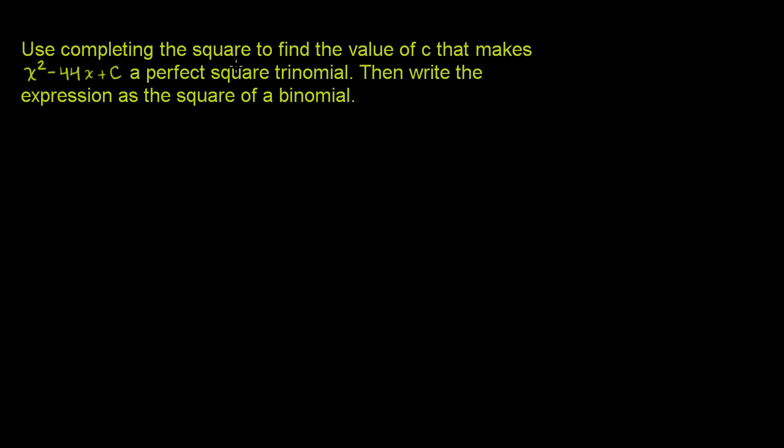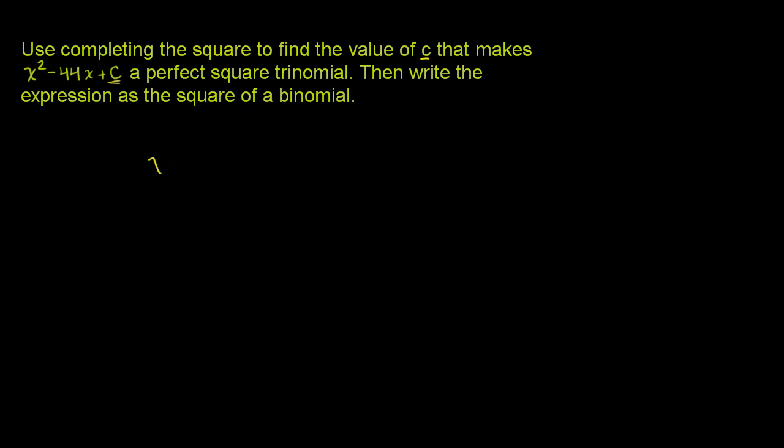Use completing the square to find the value of c that makes x squared minus 44x plus c. So we need to figure out a c that makes it a perfect square trinomial. And a trinomial is just a polynomial with 3 terms here. Then write the expression as the square of a binomial.